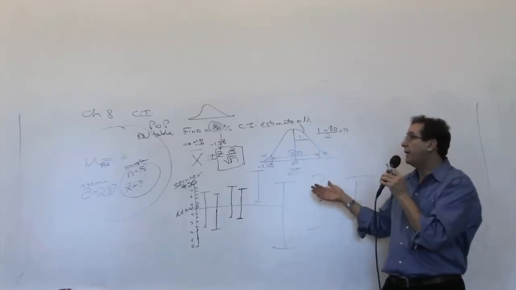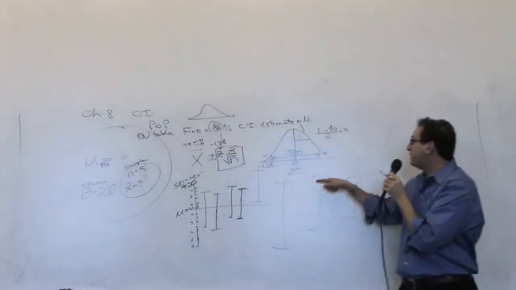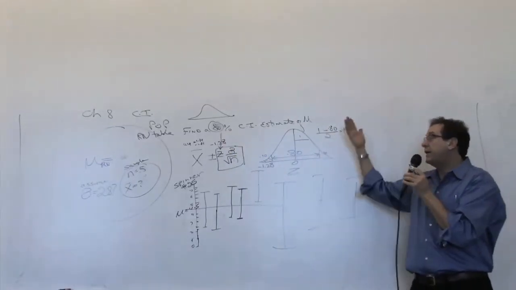But if you were doing this in real life, you would say, you know what? I'm not happy with being 80%. I want to go to 95. But if you go to 95, the intervals get very big. I'm not happy with that either. So you say, you know what? Something's got to give here.